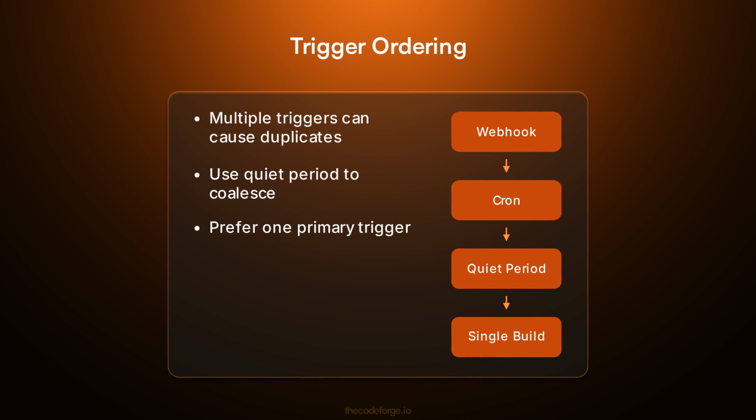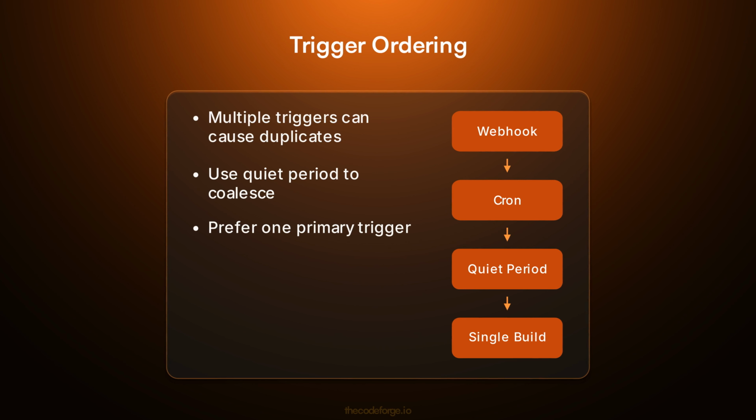When multiple triggers are configured, they can cause duplicate builds. Use a quiet period to coalesce changes. In production, prefer one primary trigger, like webhook, and disable others to avoid duplicates.